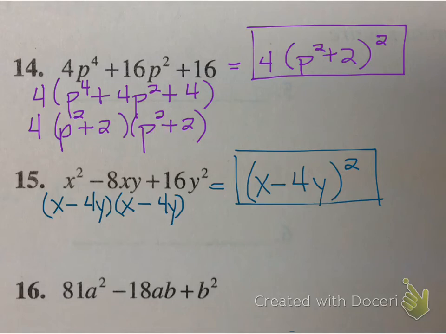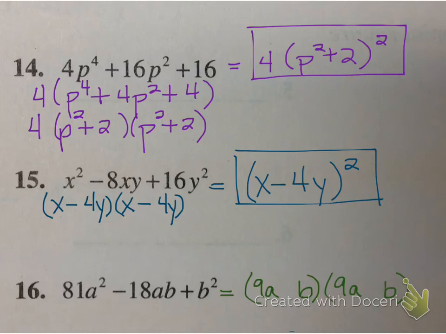Let's try one more. We have 81a squared minus 18ab plus b squared. Again, whenever you see the perfect squares, you should zero in on that. There is not a GCF among all 3 terms. We can go ahead and just start breaking this down. 81a squared, well, that would be 9a times 9a. And our last term is b squared, so that would be b times b.